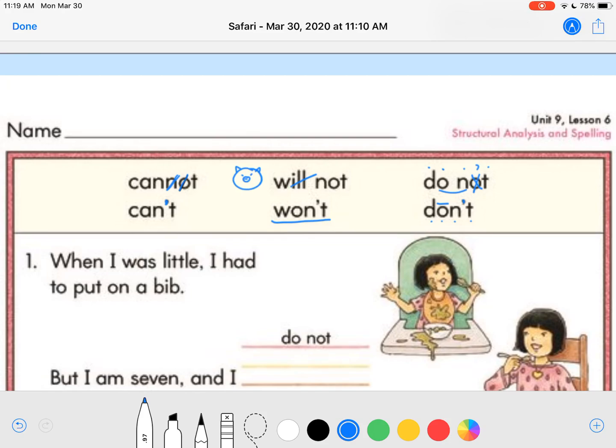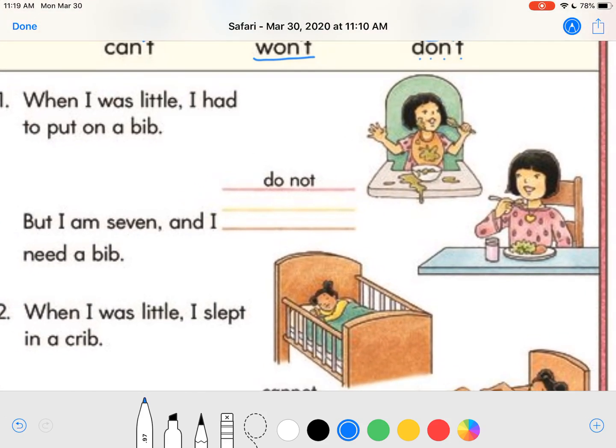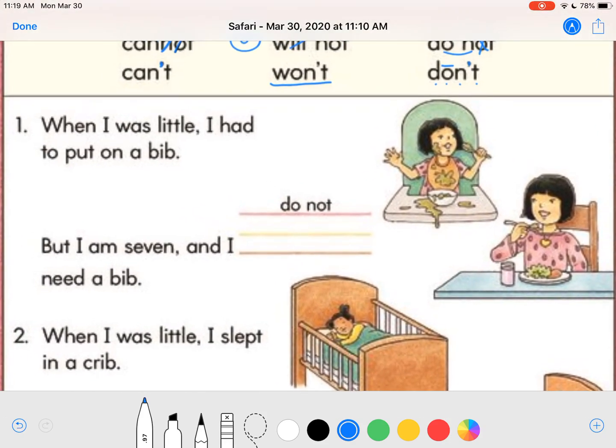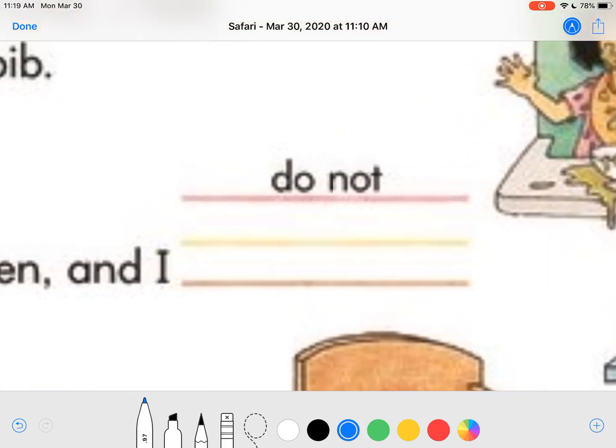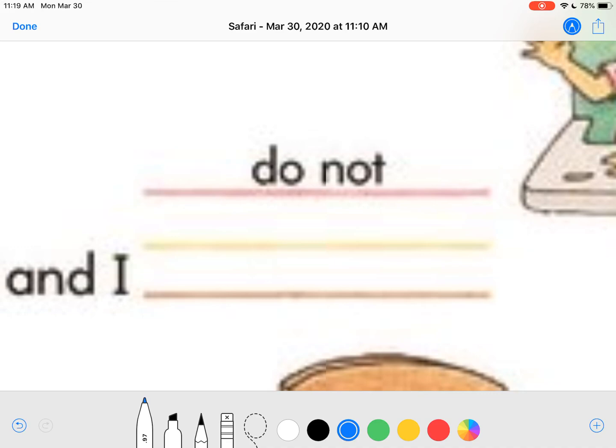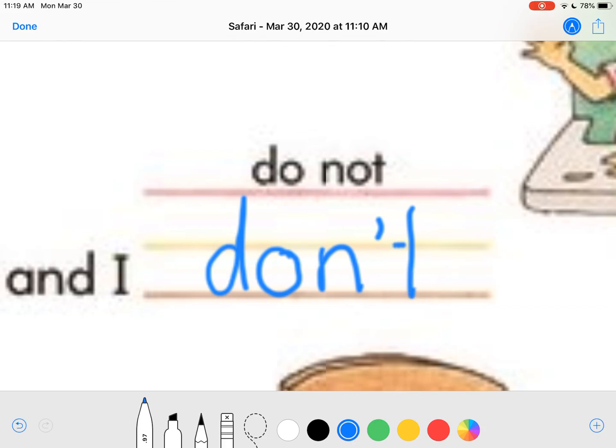So now let's look at number 1 with Lily. She says, when I was little, I had to put on a bib. She's pretty messy there. But I am 7 and I do not need a bib. I hope none of you use a bib at home. So we're looking at the words do not, and we're going to change it into don't. That's right. D-O-N apostrophe T.